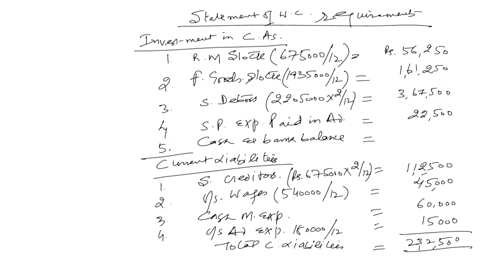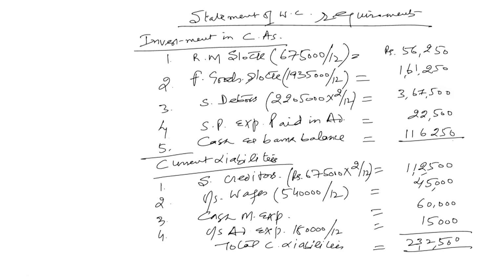Now we have got the figure of current liabilities, 232,500. So it means now we can fill this column, that is the cash and bank balance required. Cash and bank balance required will be half of this, 50% of the current liabilities. So it means it is 116,250.